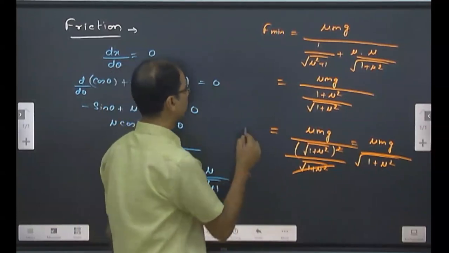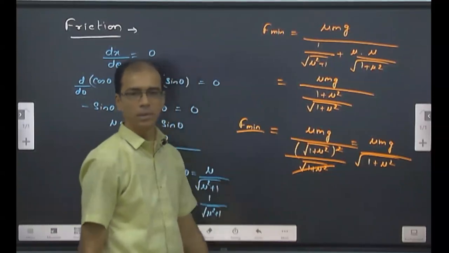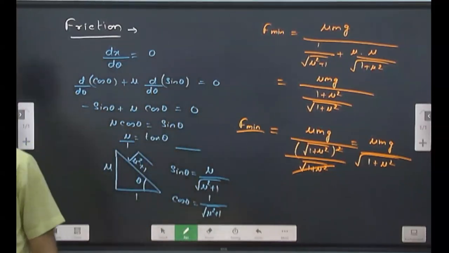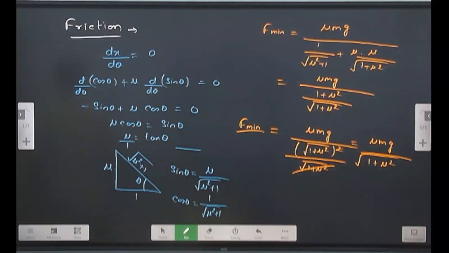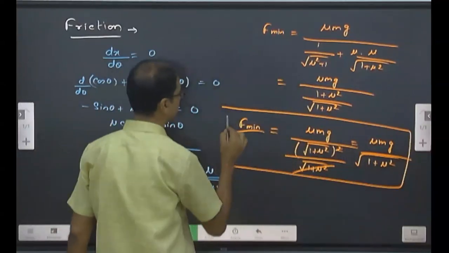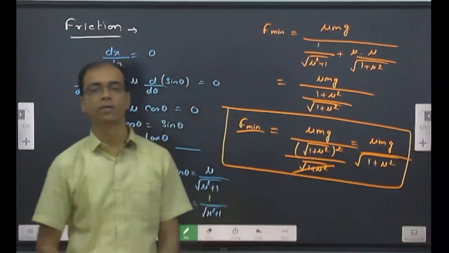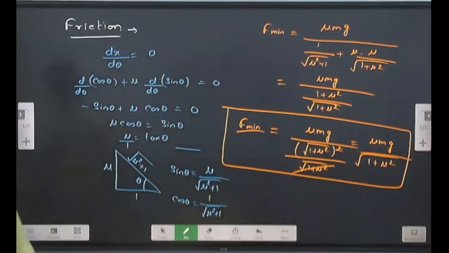Did you understand? Is this clear? Yes. This also, if you can remember, that will be great because they will be asking you this question. If we are going to derive it, it will take time. You saw that we took a long time. But if you remember it like a formula, it will be great for us. So the minimum force required to move the block is mu mg by root over 1 plus mu square. Come on, note that.